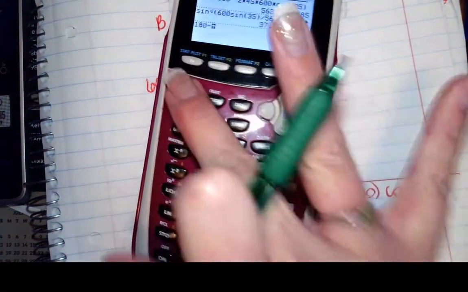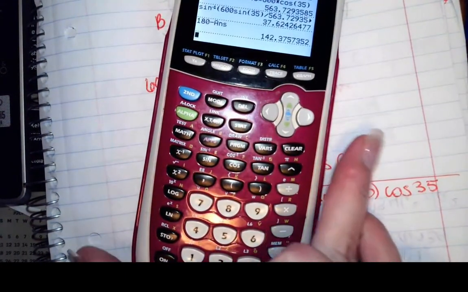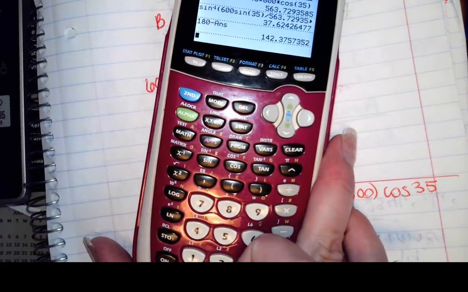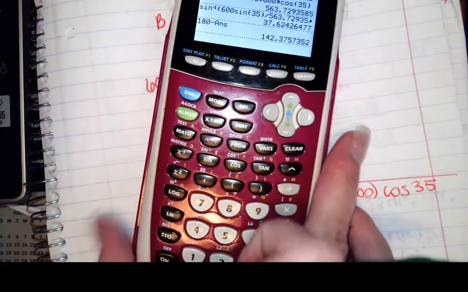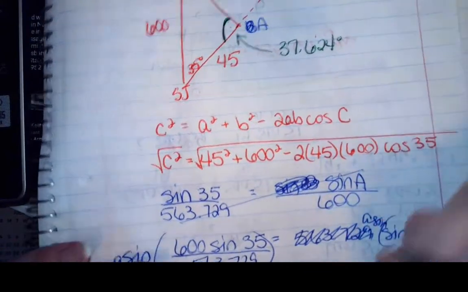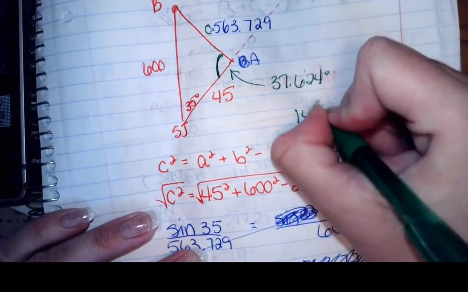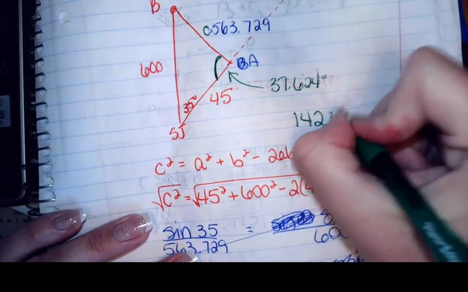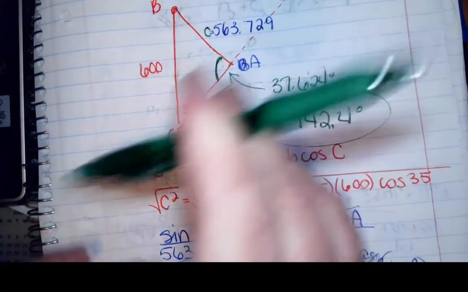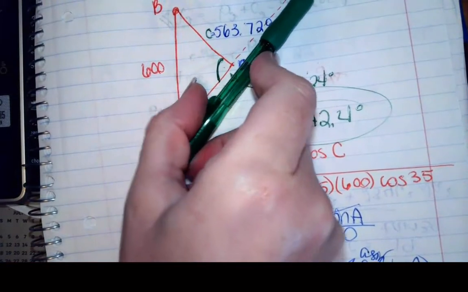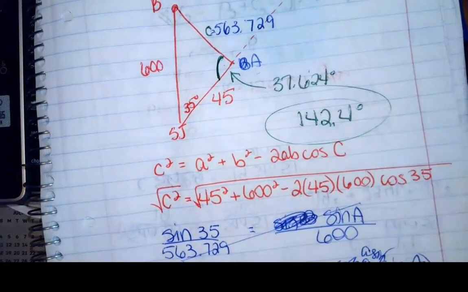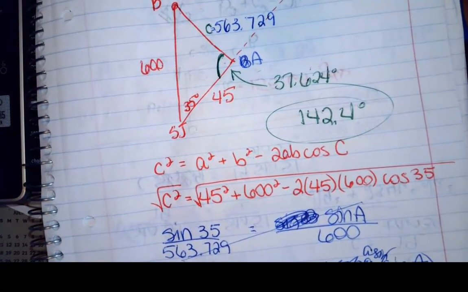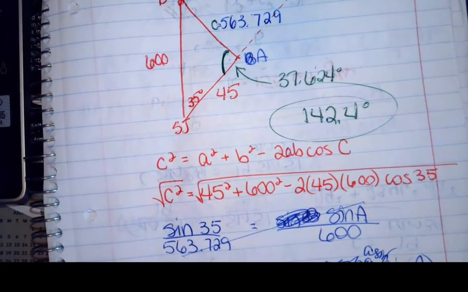So I'm going to do 180 minus that answer, and I get 142.4. So that is my final answer. The degree measure that he needs to swing through is going to be 142.4 degrees. So he was on this path, and now he's going to swing back this direction, 142.4 degrees. He should do it slowly, otherwise his boat will flip.